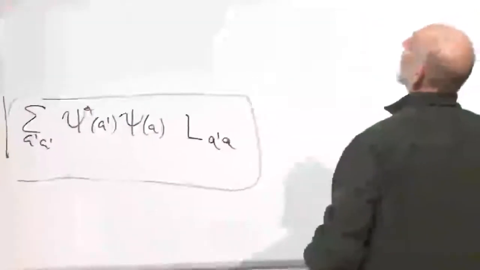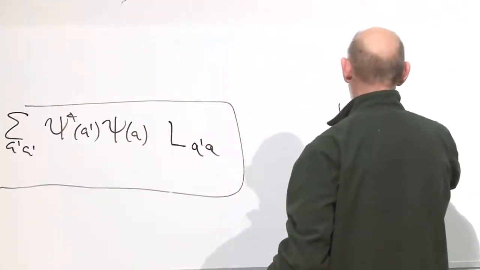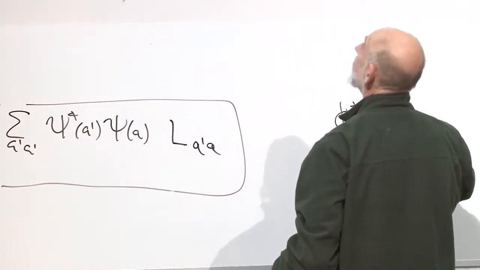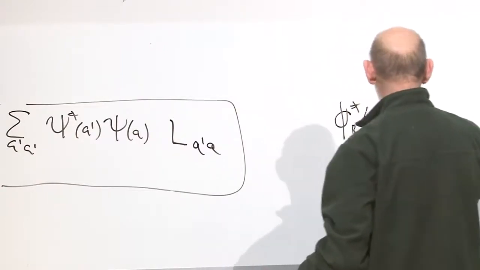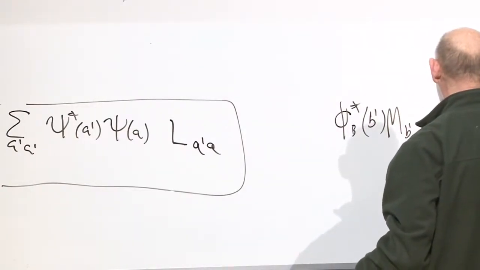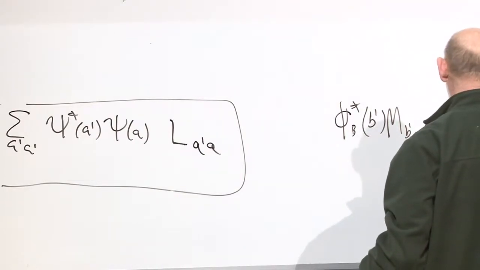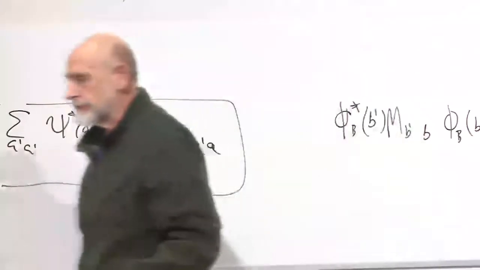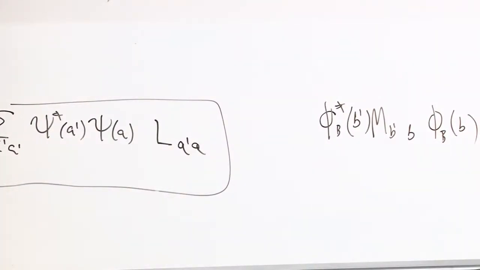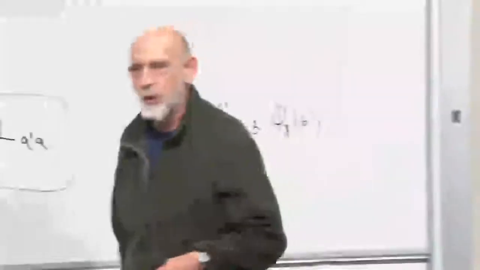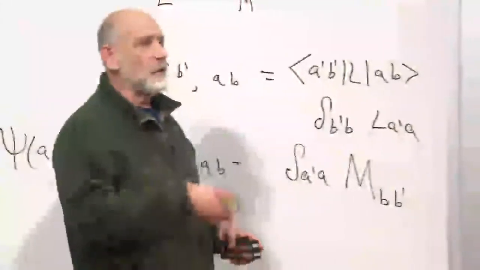Bob, except it would be Bob's wave function, phi star Bob of B prime, M of B prime B times phi Bob of B, which is exactly what Bob would have done had he not known about Alice. So product states are really just that. They're states in which one party just doesn't know about the other. There's no correlation. There's no information in one of them about the other. Okay.